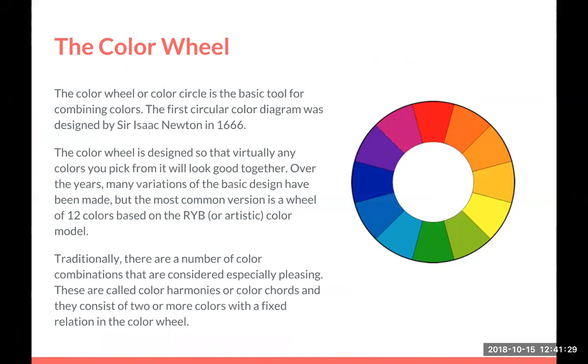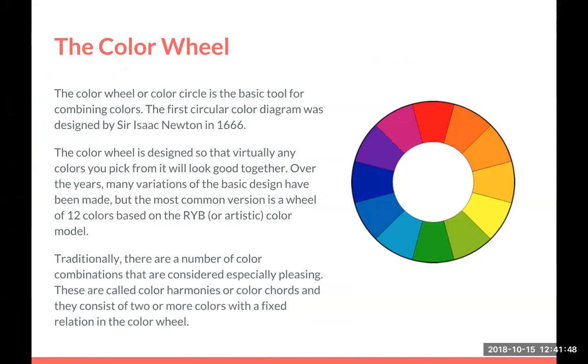So the color wheel or color circle is a basic tool for combining colors. And the first color diagram was actually designed by Sir Isaac Newton in 1666. So this goes back quite a ways. The color wheel is designed so that virtually any colors you pick from it will look good together.